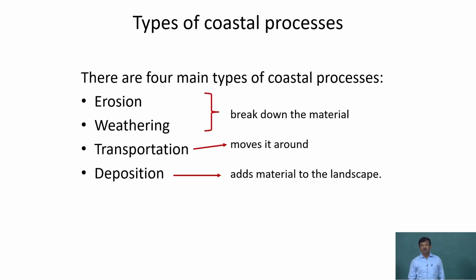Now, if I divide the coastal processes, the main part you will see is erosion and weathering, that means degrading into small particles first, then transportation, then deposition. Deposition I can make the last, erosion then deposition, because erosion is again repeated.